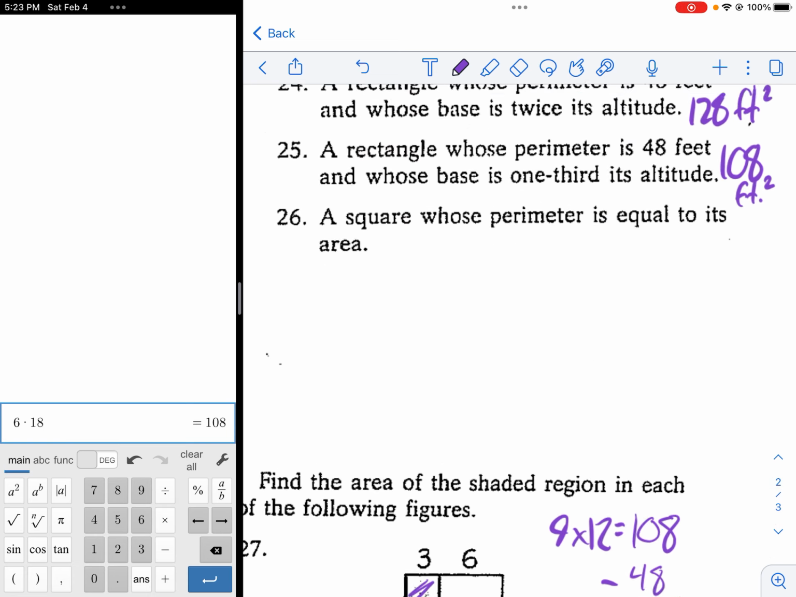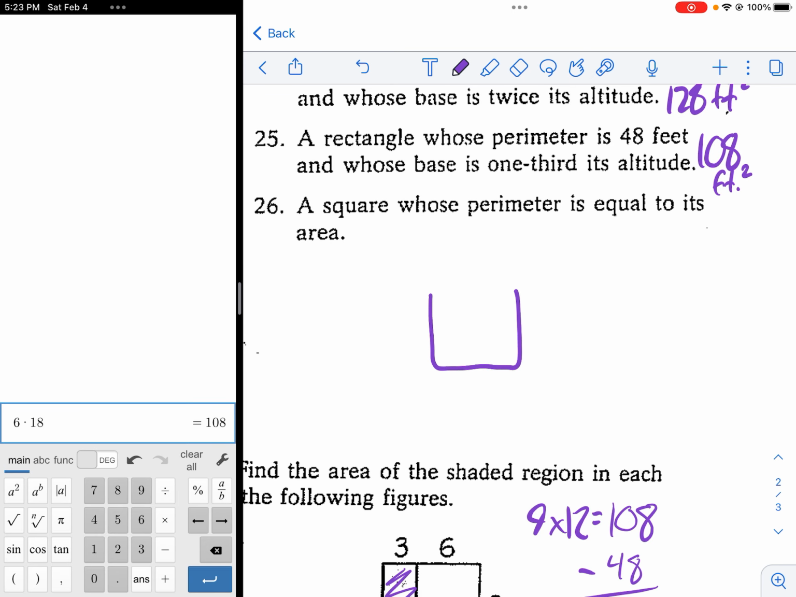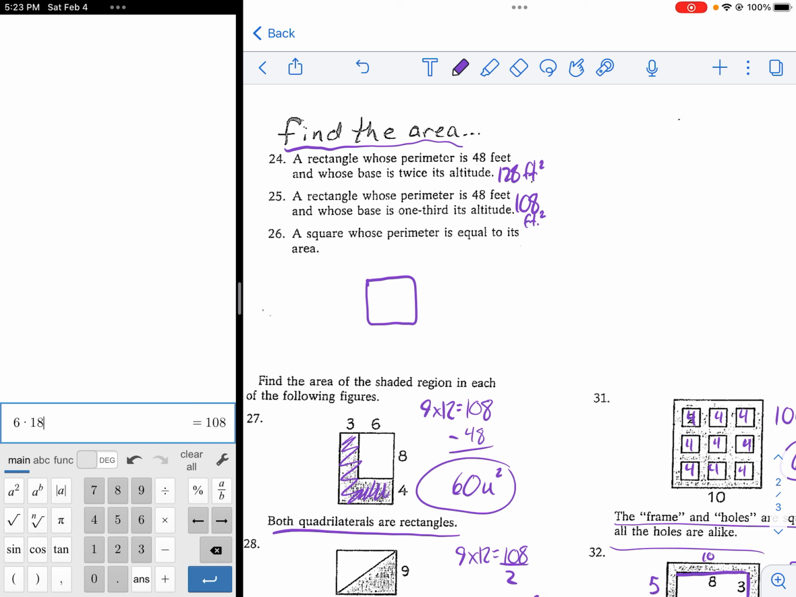Okay, so I'm thinking perimeter has to be equal to its area. So if I represent each of its sides as x, x plus x plus x plus x is equal to x squared, I can think of that as 4x. When is 4x equal to x squared? That's my question.